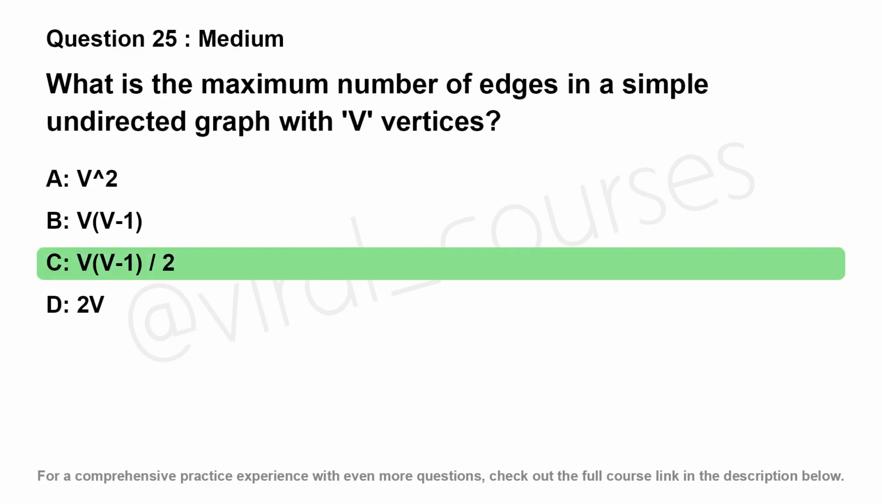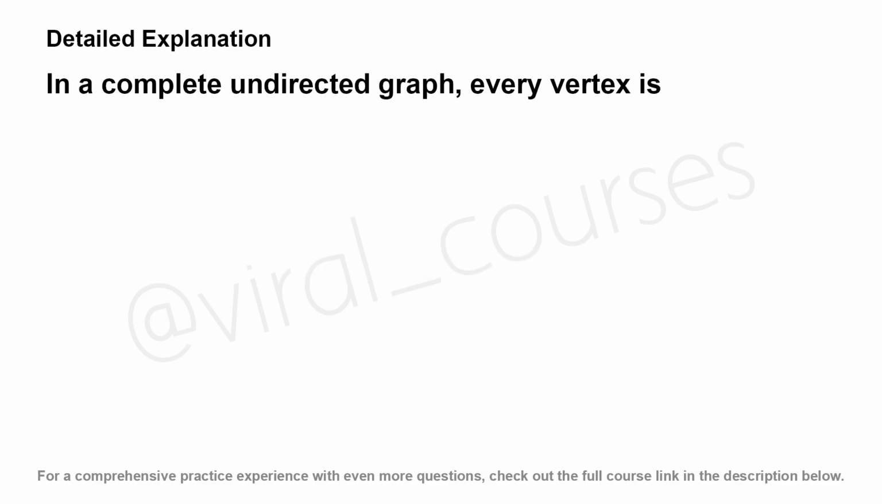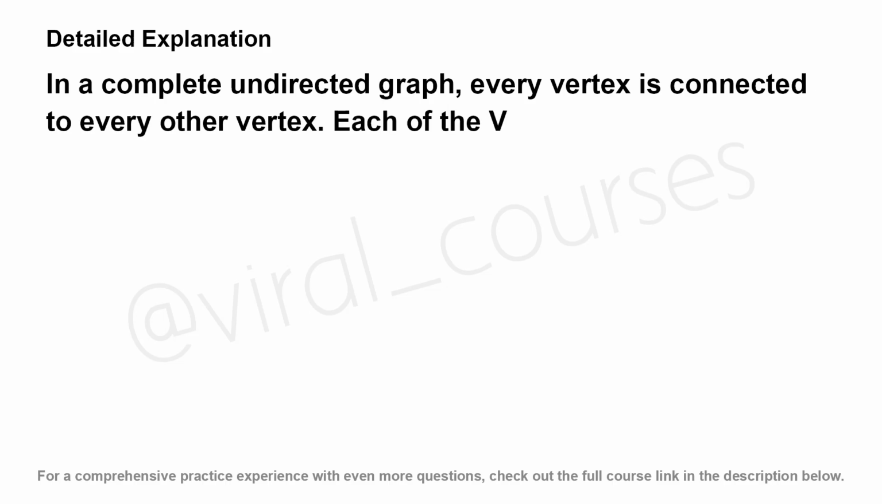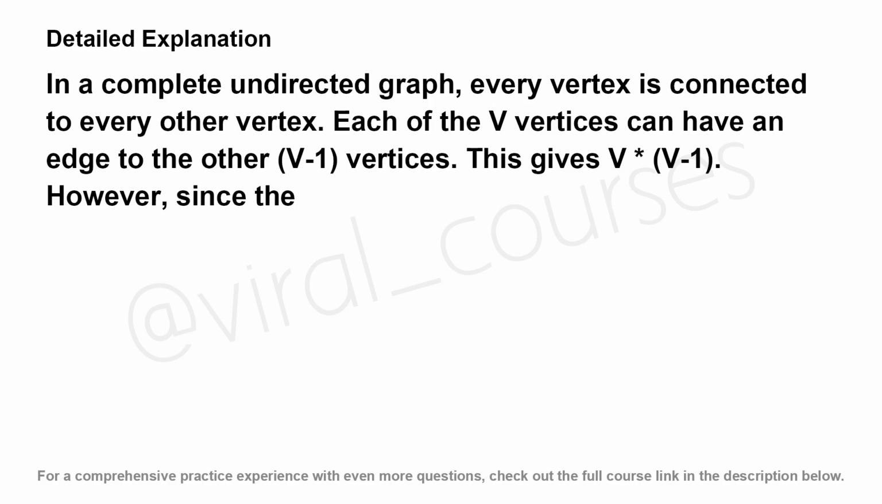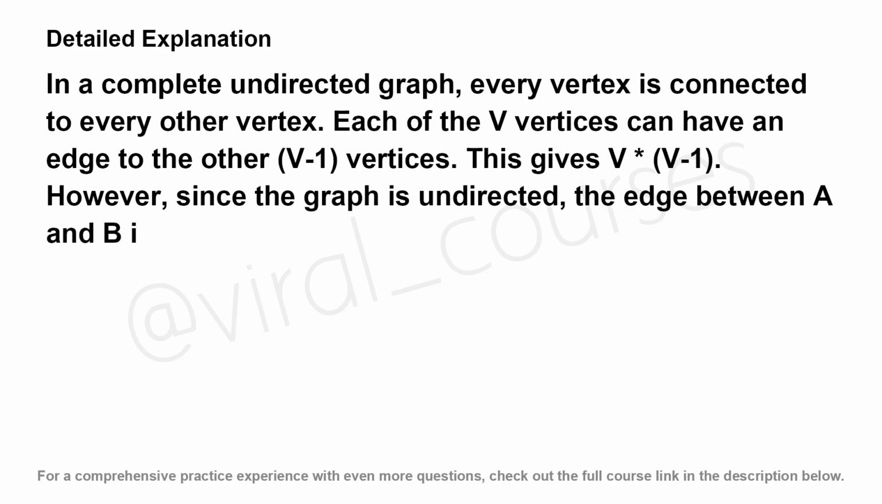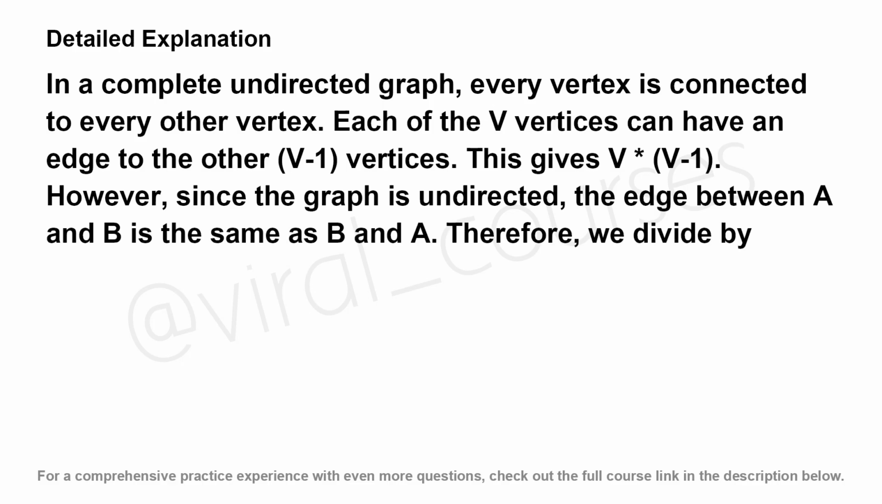The correct answer is C. In a complete undirected graph, every vertex is connected to every other vertex. Each of the v vertices can have an edge to the other v - 1 vertices. This gives v(v - 1). However, since the graph is undirected, the edge between A and B is the same as B and A. Therefore, we divide by 2 to get v(v - 1)/2.